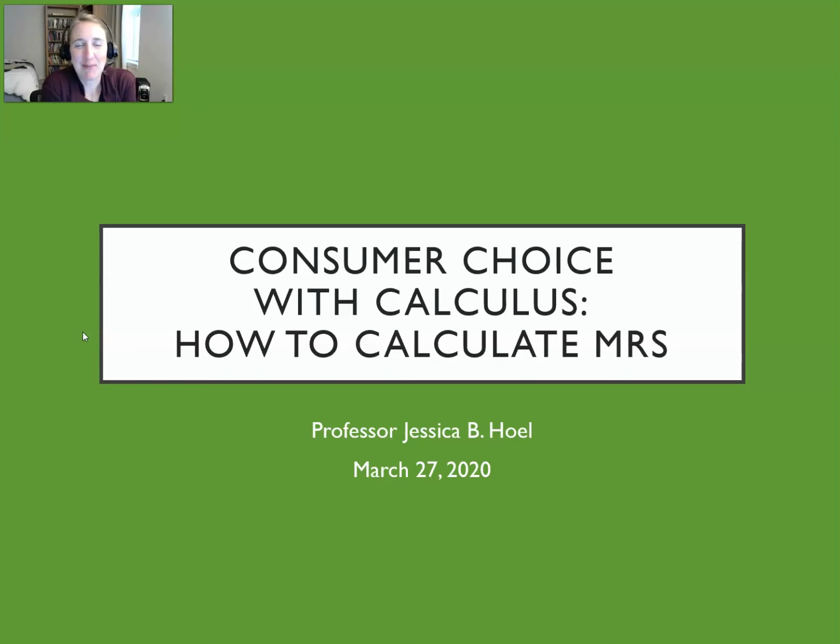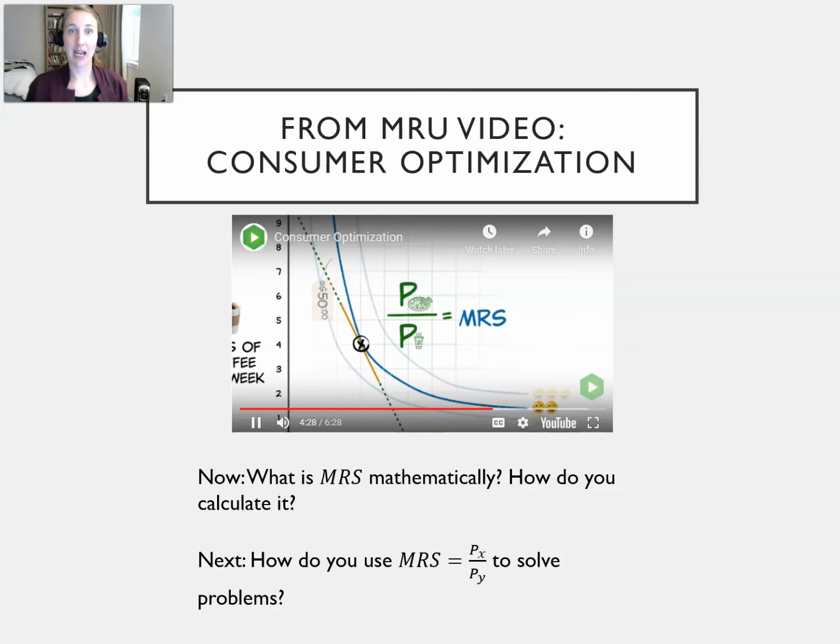Hi again. Okay, so this time we're going to be talking about the marginal rate of substitution and adding just a touch of calculus. So that Marginal Revolution University video ended with this magical concept that the consumer chooses optimally. They make the best choice when they choose the point of tangency between the budget constraint and the indifference curve, right? That point of tangency.